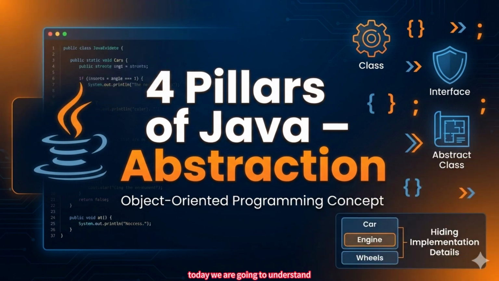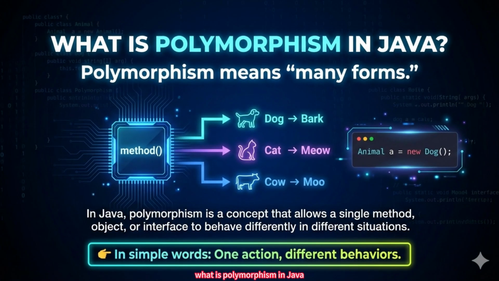Today, we are going to understand an important concept of object-oriented programming, polymorphism in Java. What is polymorphism in Java? First, let's understand the meaning of the word. Polymorphism means many forms. In Java, polymorphism is a concept that allows a single method, object, or interface to behave differently in different situations. In simple words, one action, different behaviors.